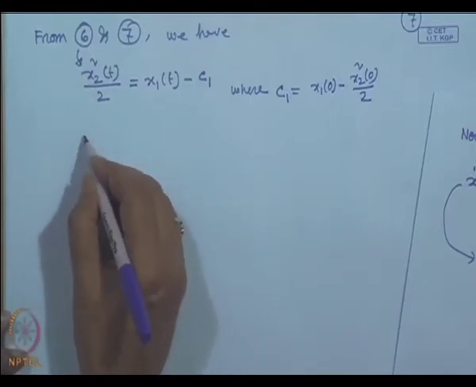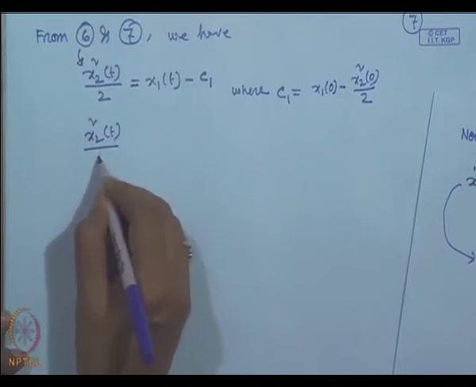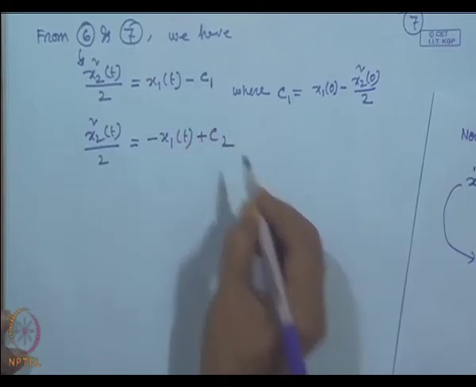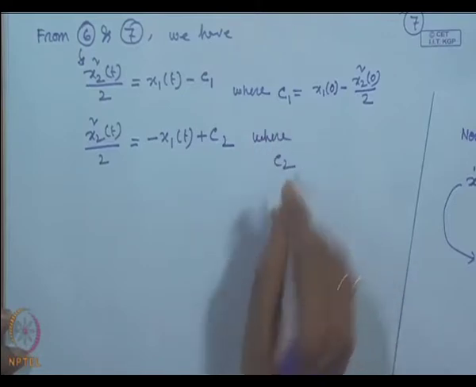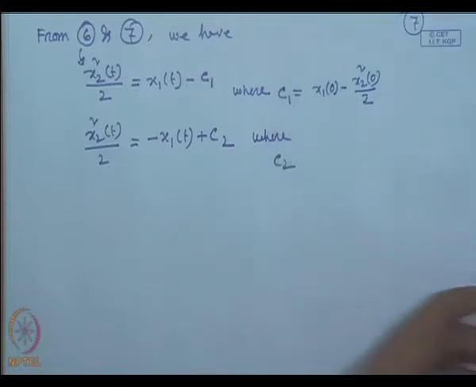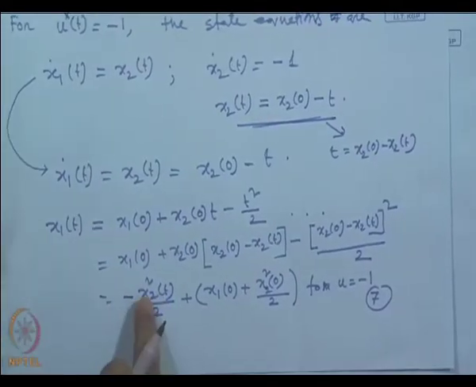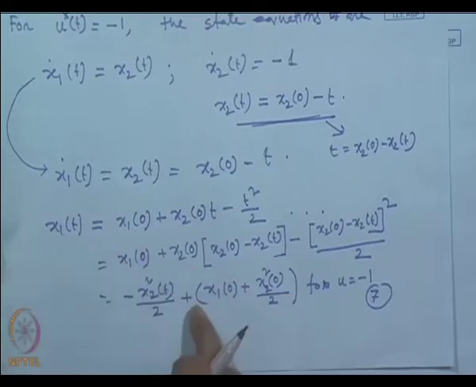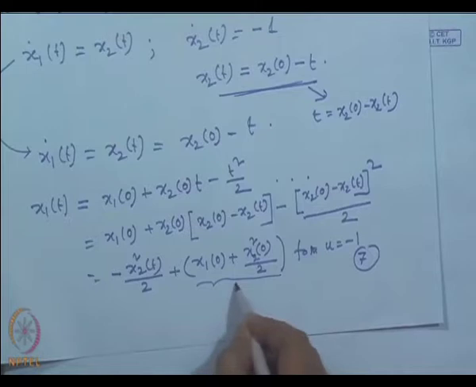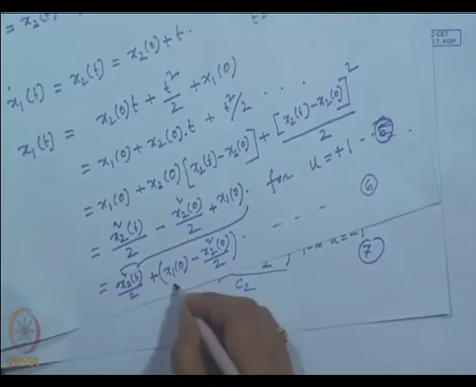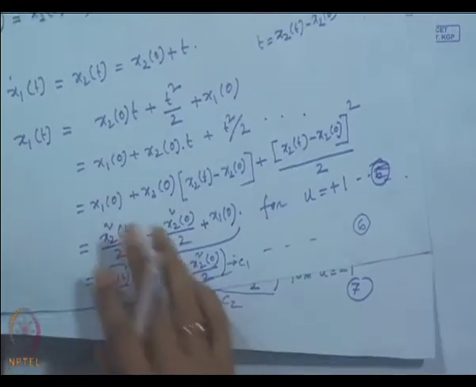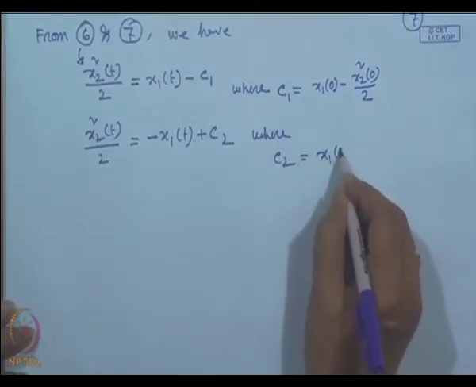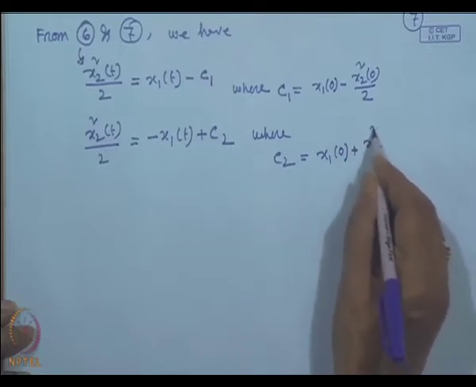Similarly, from equation 7 I can write x2 square of t by 2 is equal to minus x1 of t plus C2, where C2 is equal to x1 of 0 plus x2 square of 0 by 2.